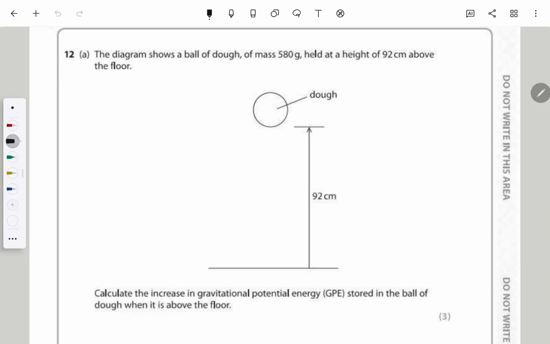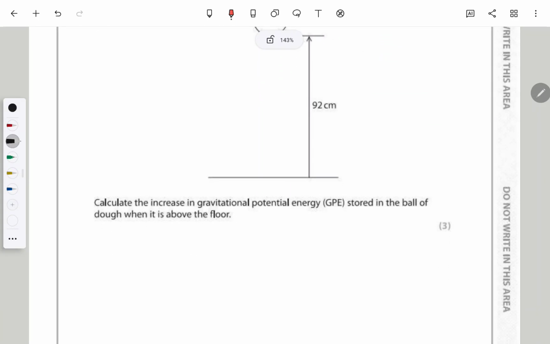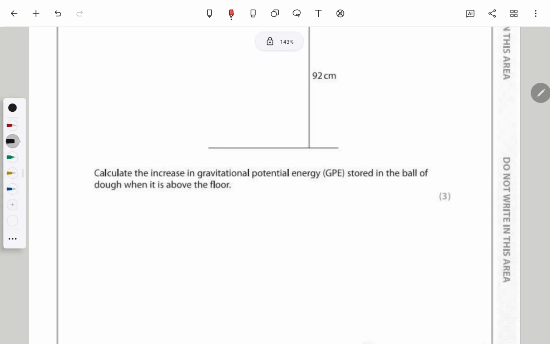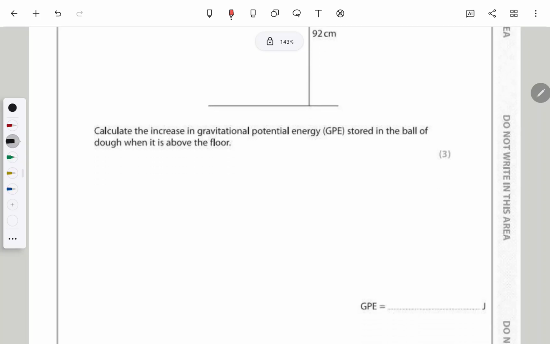Starting off with the first question here, it says the diagram shows a ball of dough with the mass of, this is the mass right here, 580 grams, and the height of 92 centimeters above the floor. I want you to remember that these questions are not only to do with the last lesson we took, no, it's with the entirety of Unit 4. Calculate the increase in gravitational potential energy stored in the ball of dough when it's above the floor.